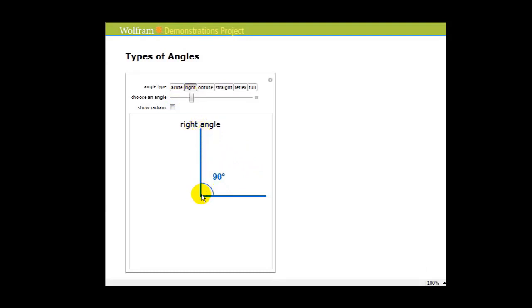An angle that equals exactly 90 degrees is a right angle, and then any angle between 90 and 180 is called an obtuse angle, until we reach an angle of exactly 180 degrees, which is a straight angle. Then any angle between 180 degrees and 360 degrees is called a reflex angle. And then once we reach 360 degrees, it's called a full angle.